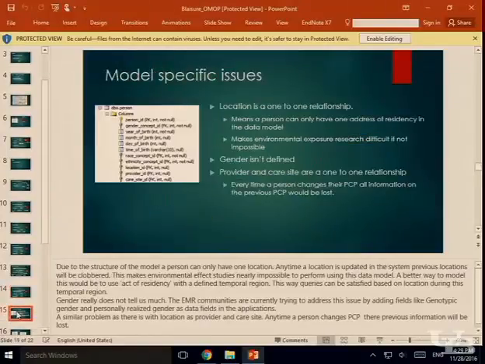So that's really the person table. I just want to talk about a few things I noticed just from a database point of view. The location column is a one-to-one relationship. So that means any time someone changes residency, the previous information would disappear completely. Not acceptable in research. Just environmental exposure research would be impossible because we want to know where that patient has been, what they've been exposed to.